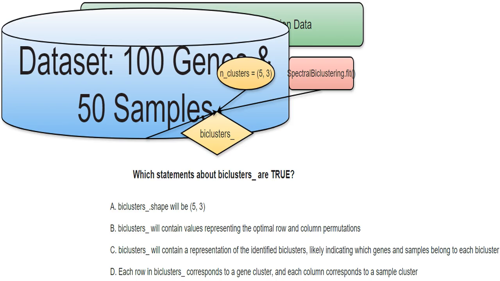I've set the algorithm to search for 5 gene clusters and 3 sample clusters. This is a parameter I provide to the SpectralBiclustering function, telling it how many clusters to look for.